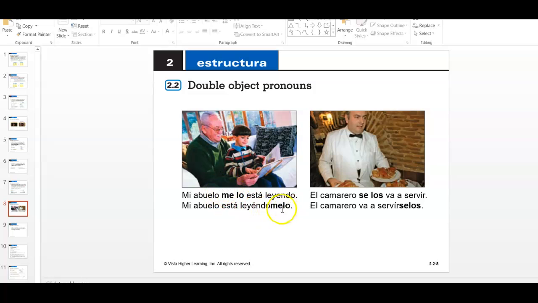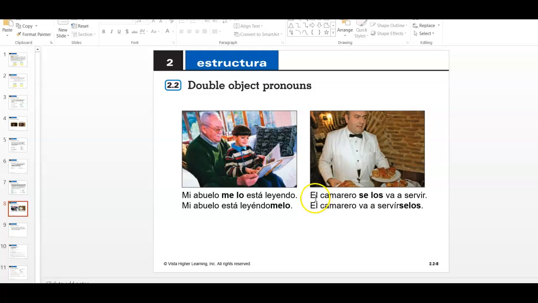Here, I can also attach it. You might see that on VHL. But anytime you attach it, you'll have to put that accent mark over it. It has to be an infinitive construction or a participle. In this case, you have estar plus your participle. How do I know it's a participle? Anything that ends in -yendo, -iendo, or -ando.